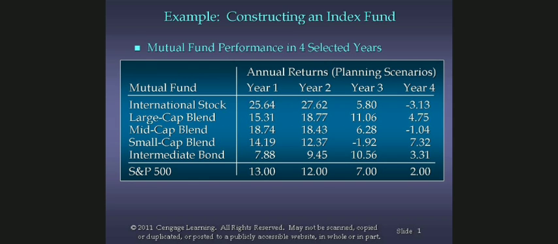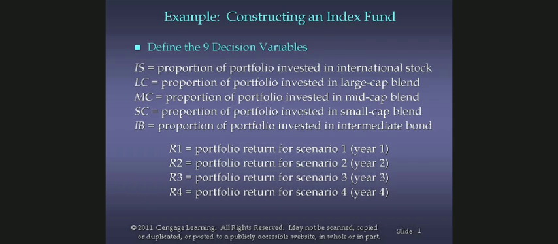So the selected mutual funds were the International Stock, Large Cap Blend, Mid Cap Blend, Small Cap Blend, and the Intermediate Bond with the corresponding annual returns and the S&P 500 return in each scenario. The decision variables used in the model presented in the slide represent the proportion of the portfolio invested in each mutual fund.